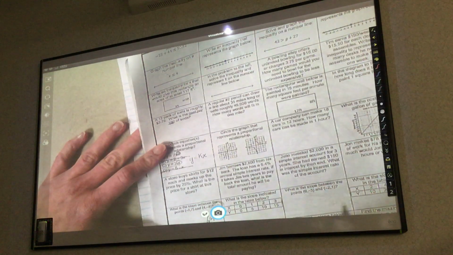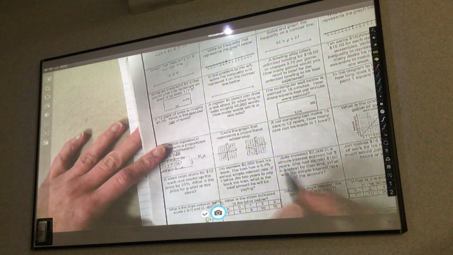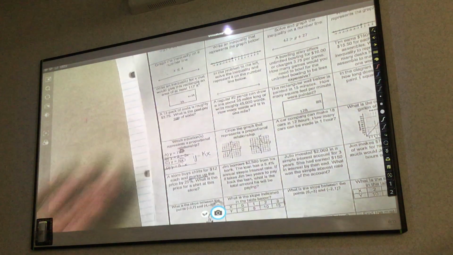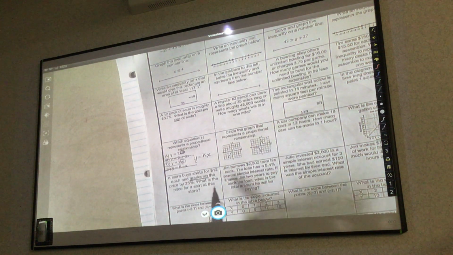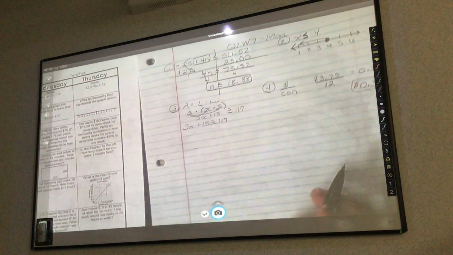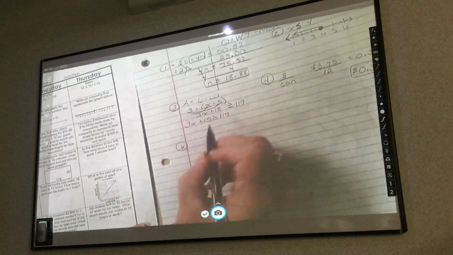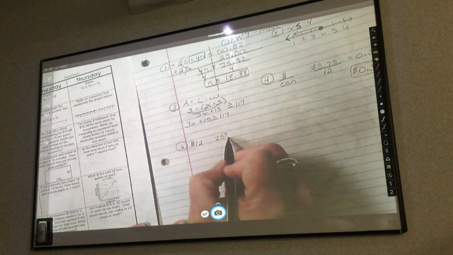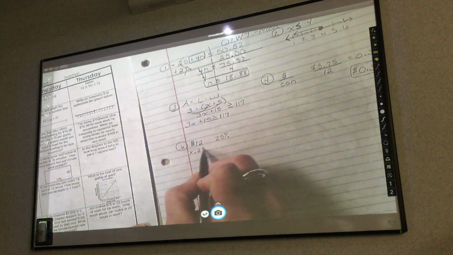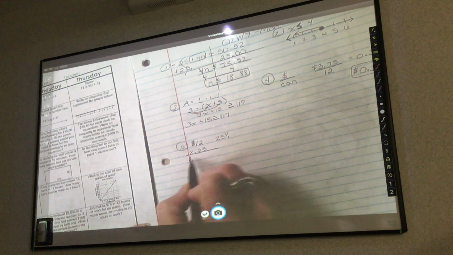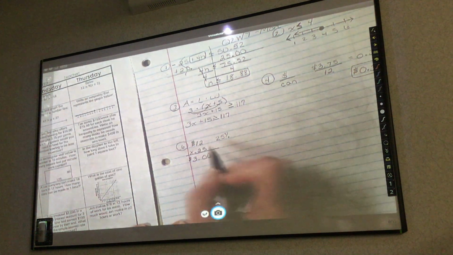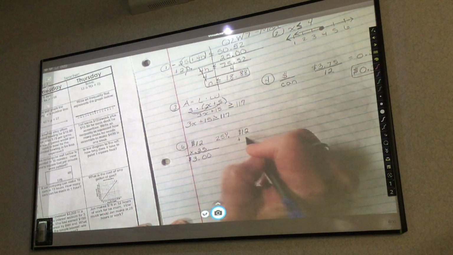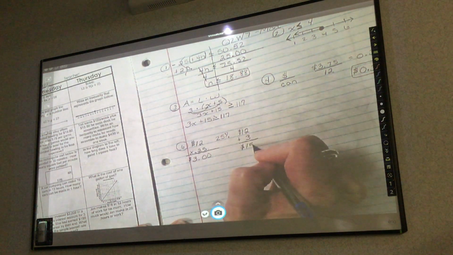Number 6, a store buys shirts for $12 each and marks up the price by 25%. It's a markup, not a discount, so if I mark it up, I'm going to have to add 25% of the 12. You could have done the is over of, but I'm going to say I have a $12 shirt, I'm marking it up 25%, so I'm just going to take this times 0.25. Once I do that, I get $3. Then I have $12 plus $3 is $15.